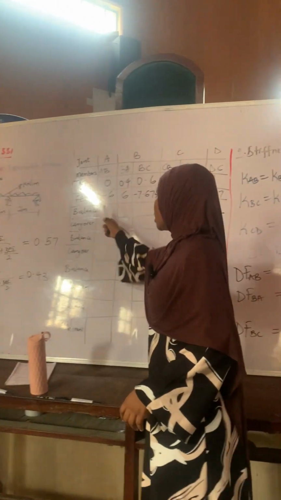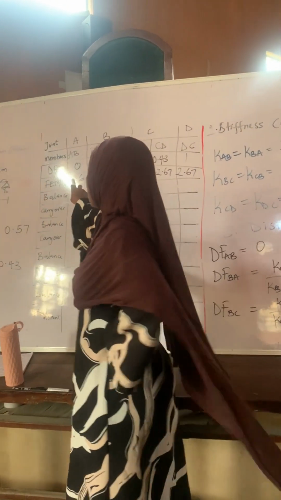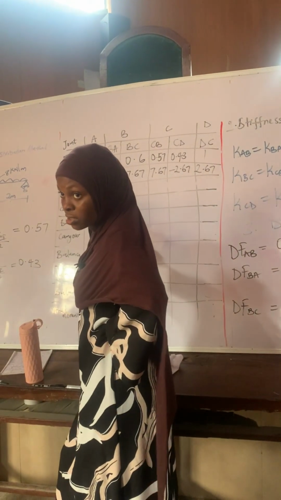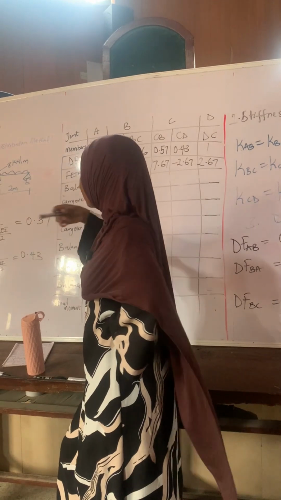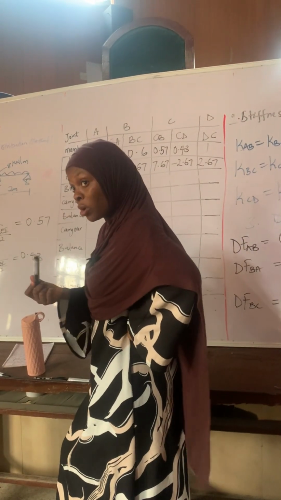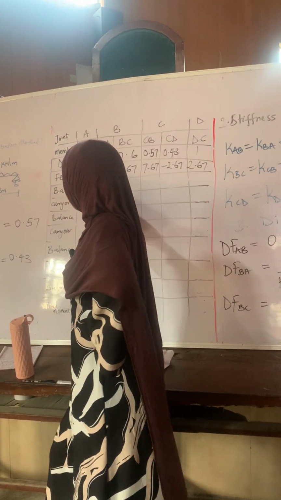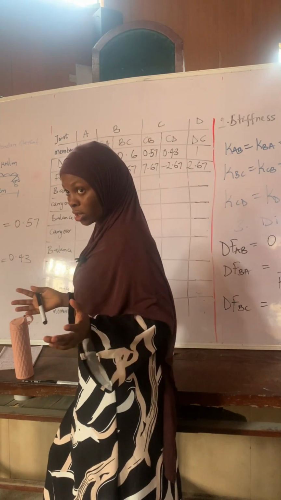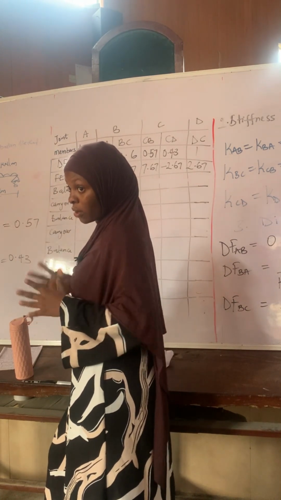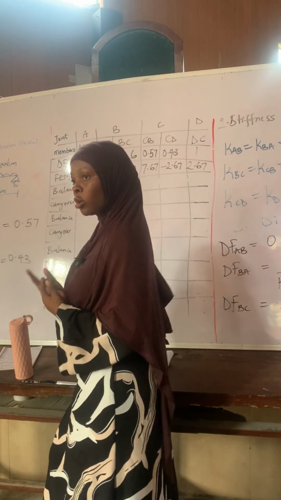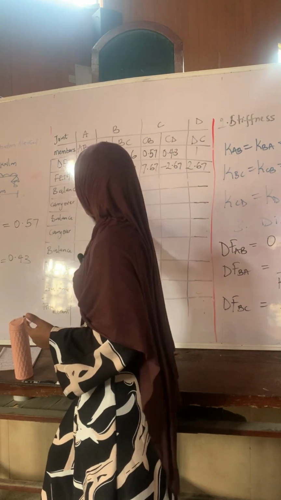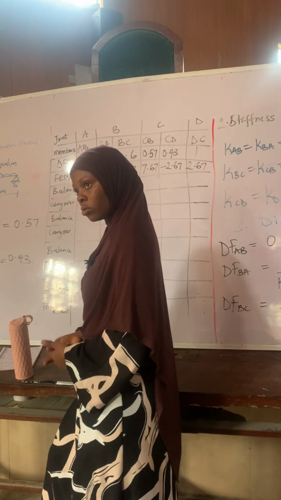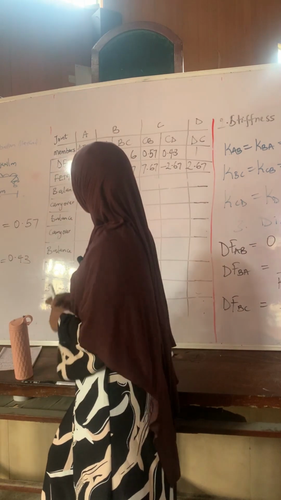Let us start from this part. You have -6, right? You want to balance it. It is the addition of the moment at that joint. At this joint A, we have only AB, so we are not adding any other member, since that is the only member we have there. So multiply by our distribution factor, which is 0. So -6 multiplied by 0 is 0.